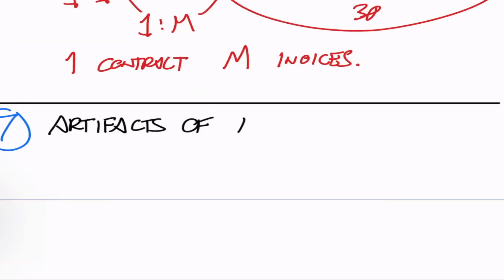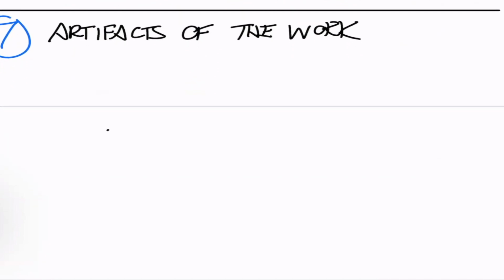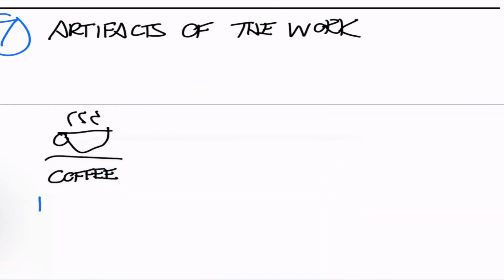Artifacts of the work. So in our example here, this is my drawing of a cup of coffee. This is a physical artifact of the work. This is the actual thing that the customer wants. So that's the thing that we're building value for in this example. If a customer is holding something in their hand, or you're transforming a piece of work as it goes, this is a physical representation of the work.